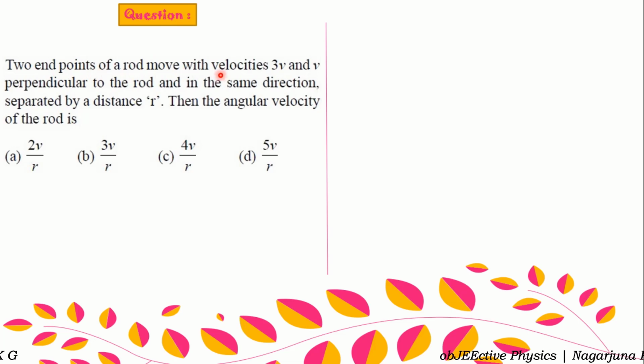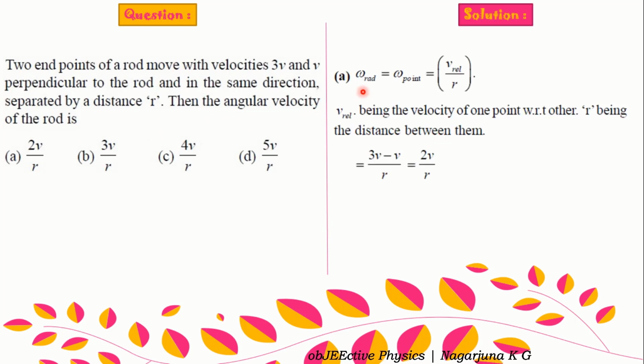Two end points of a rod move with velocities 3v and v perpendicular to the rod and in the same direction, separated by a distance small r. Then the angular velocity of the rod is, observe the solution. Angular velocity of the rod omega is equal to angular velocity of a point, that is equal to relative linear velocity divided by radius or distance. V relative being the relative velocity or velocity of one point with respect to other, r being the distance between them. So therefore (3v minus v) by r, that is equal to 2v by r. Option A is the right option.